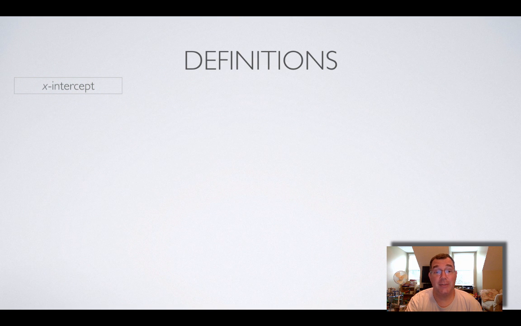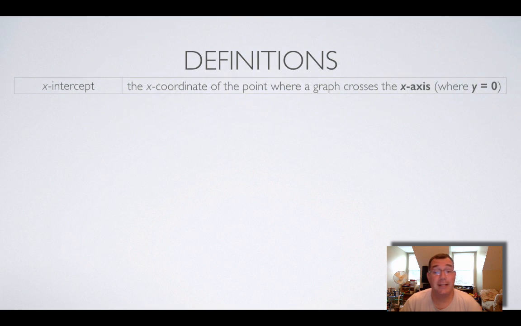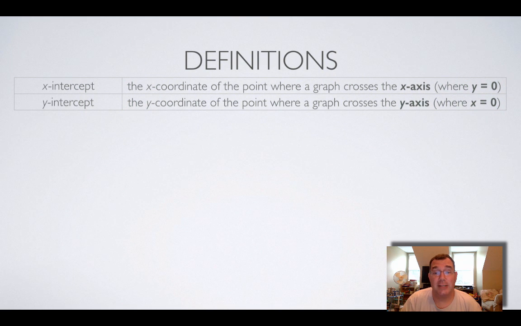The x-intercept, you might have more than one of these, but it's basically any point where the graph crosses the x-axis somewhere. And a y-intercept, same thing, but it crosses the y-axis instead. So we're going to have to learn how to find those.